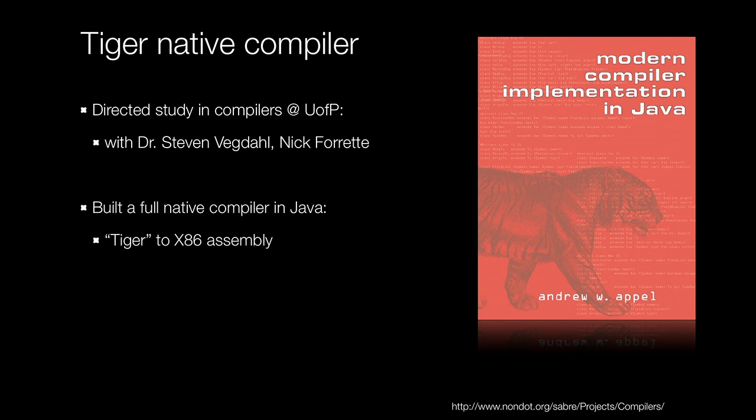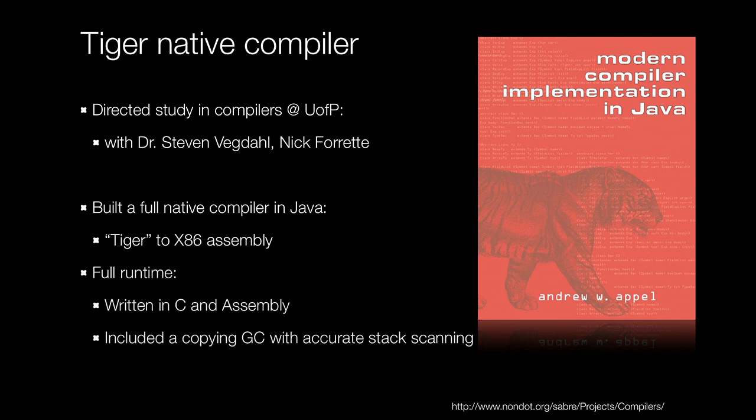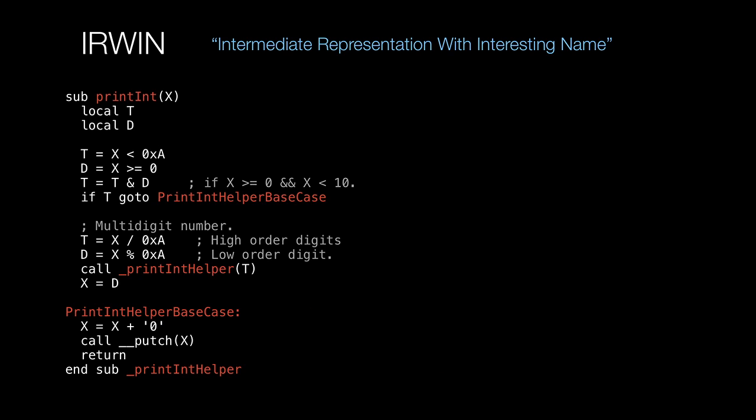It compiled this Tiger language that Andrew Appel was excited about and wrote some books about, all the way down to x86 assembly language. It had a full garbage collector and runtime, something that LLVM doesn't even have yet, which is accurate stack scanning and copying GC. Maybe the most interesting part of it, though, is that it had a full IR. And it's terrible in many ways, but this was really the start of where LLVM came from in a lot of ways.